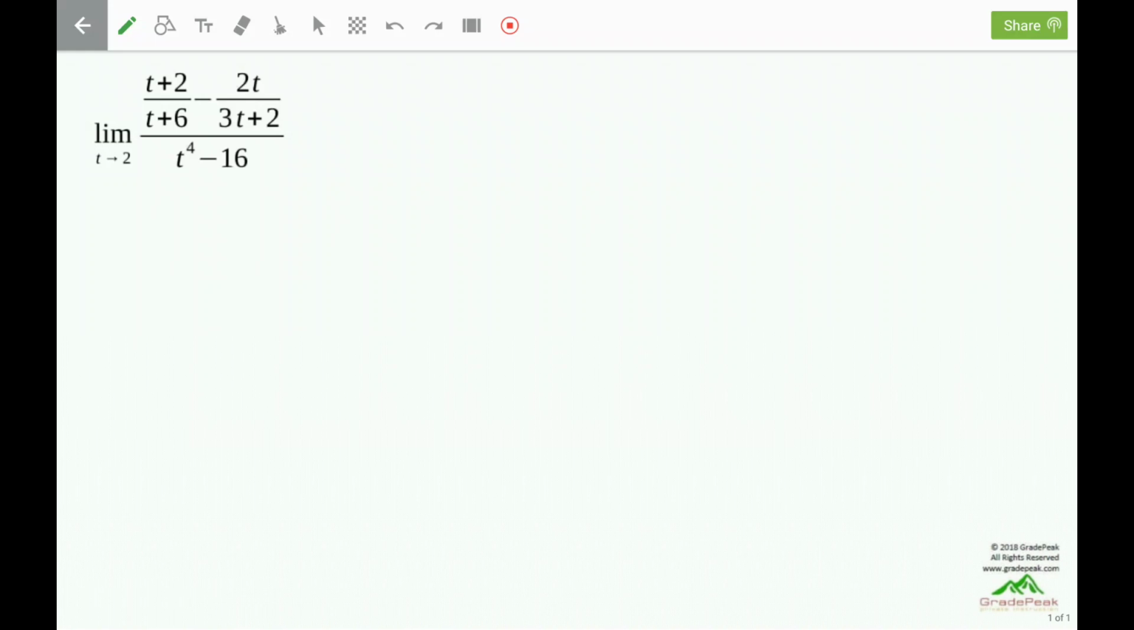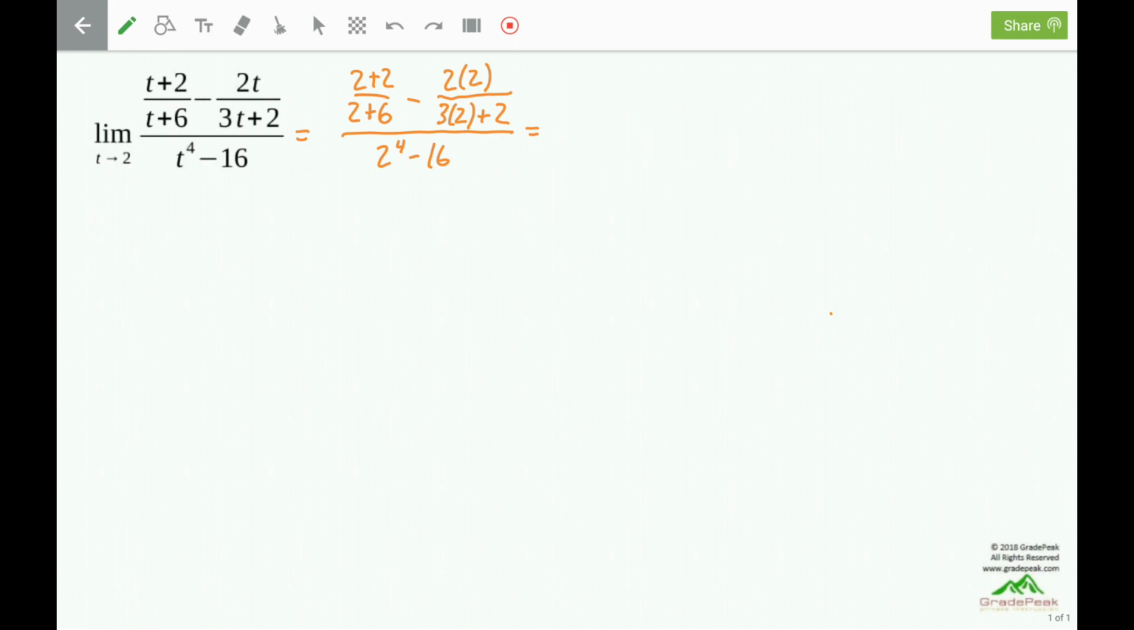Limit as t goes to 2 of (t plus 2 over t plus 6 minus 2t over 3t plus 2), the entire thing over t to the 4th minus 16. The first thing we're going to do is try plugging a 2 in for all of the t's. In the numerator, that'll be 2 plus 2 over 2 plus 6 minus 2 times 2 over 3 times 2 plus 2. And in the denominator, that will give us 2 to the 4th minus 16.